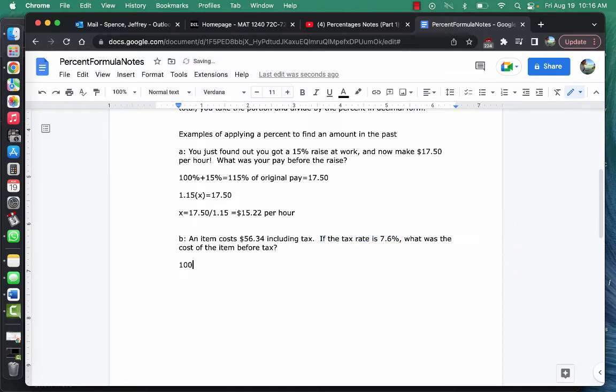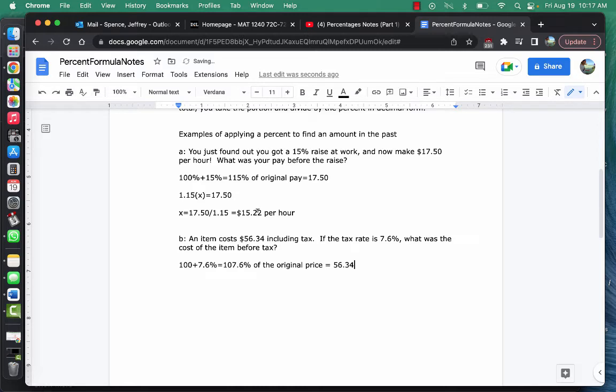So remember, when you buy an item at any store, you're going to pay 100% of the price on the price tag or whatever the price is listed, say at the grocery store, and then you're going to pay another percent on, in this case 7.6% added on. Tax is added on as a percent of the price. So ultimately you will pay 107.6% of the original price. And that gives you the price including tax of $56.34.